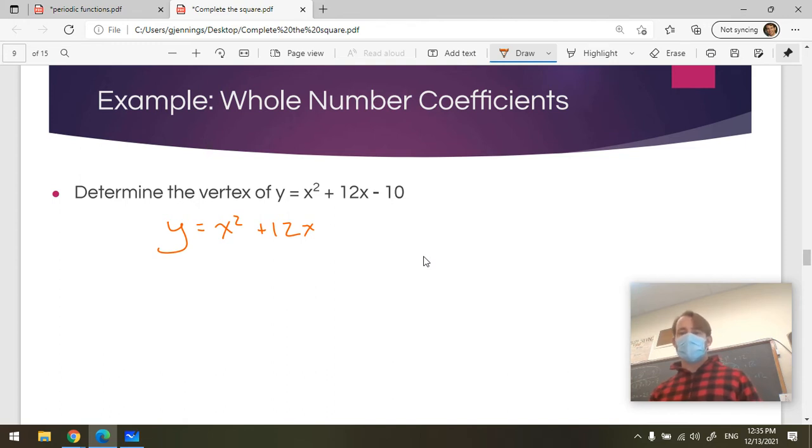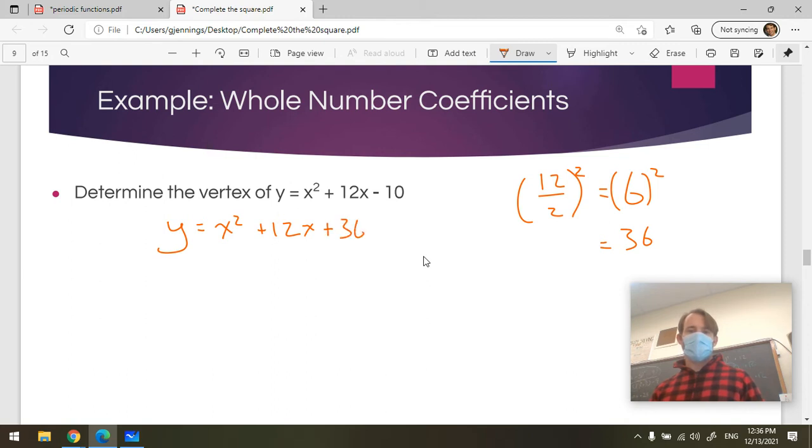Let's see, 12x. If I take 12, divide it by 2, and square the result, that would give me 6 squared. Notice I don't need these brackets because this is not negative. And that's equal to 36. So here, I'm going to add 36 to this equation, and I'm going to subtract 36 from this equation, and then I still have this minus 10 over here.